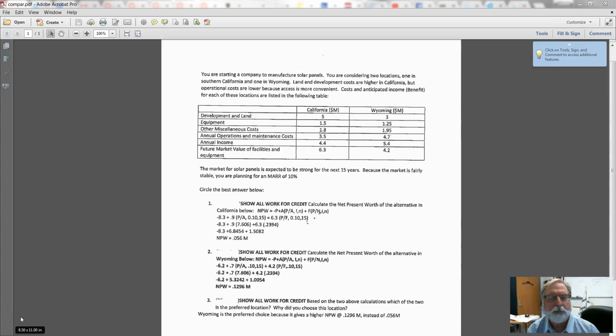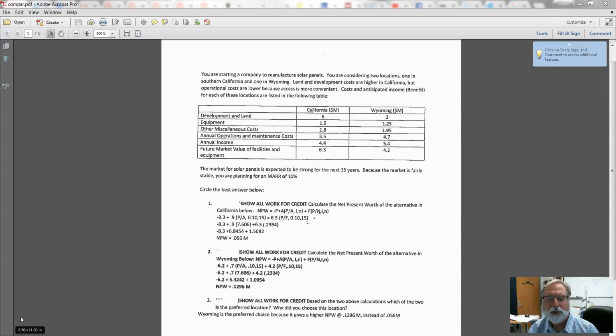So we're seeing some interesting things here. There's development in land, that's a present cost. Equipment, present cost. Other miscellaneous costs. Annual, well, that tells us something different. We're going to have these annual operation and annual income. We have costs and income, and it's going to be 15 years from what we see down below, and the future market value of the facilities and equipment is going to have value at the end, so that's a future value.